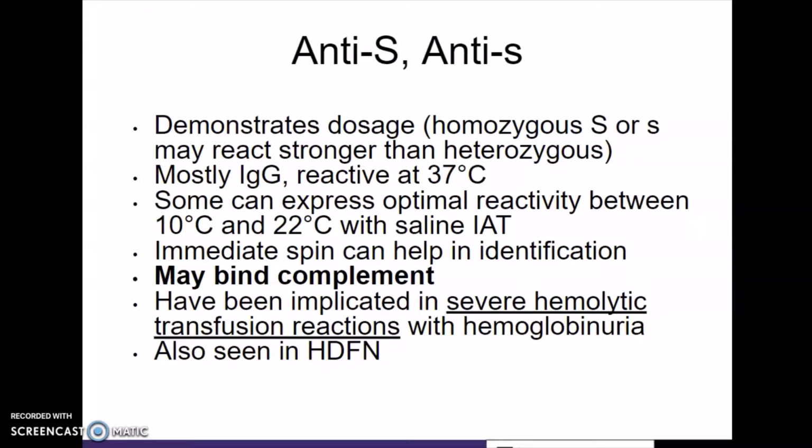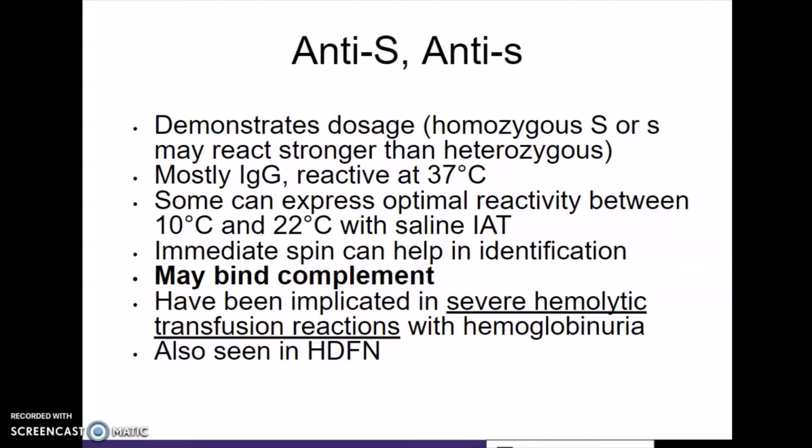Anti-big S and anti-little s are also involved in dosage, like M and N. And unlike M and N, these are mostly IgG and reactive at 37 degrees Celsius. Some can express optimal reactivity between 10 degrees Celsius and 22 degrees Celsius with saline IAT. Immediate spin can help in identification. That's something they mentioned in the textbook: if this is a suspected antibody and there needs to be a clear distinction between reactions, that's something that can help.